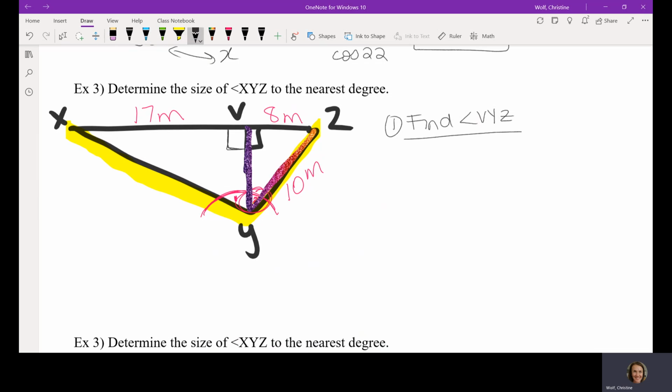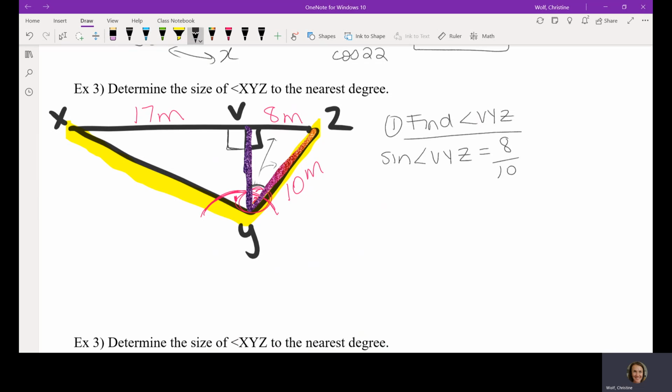Okay, so in that angle there, the two sides that I'm given, if this angle's my eyeball, I'm given the opposite side and I'm given the hypotenuse. Opposite, hypotenuse, OH, sine. So it's the sine of the angle you're looking for. Okay. So the angle I'm looking for, VYZ, is going to be the opposite side divided by the hypotenuse side.